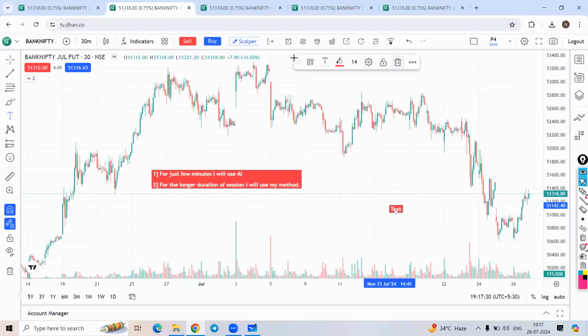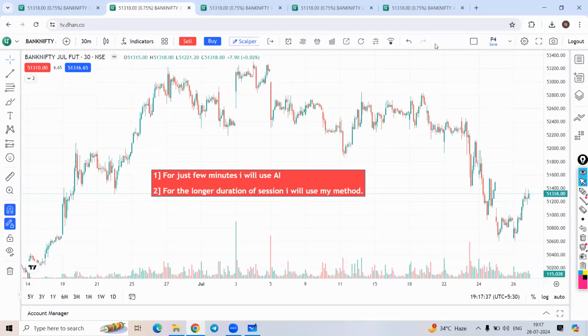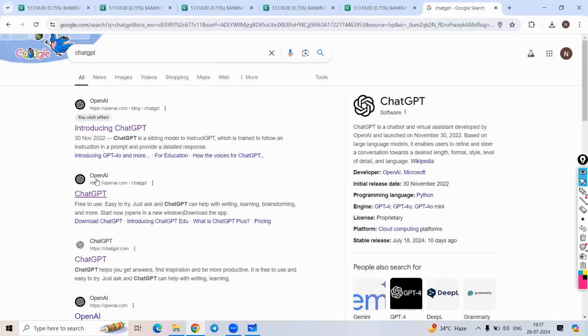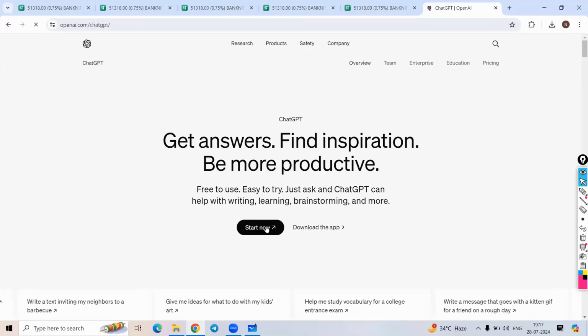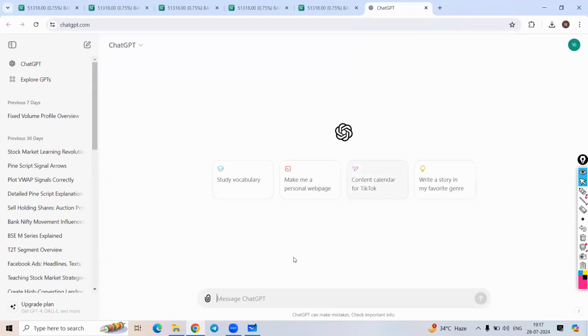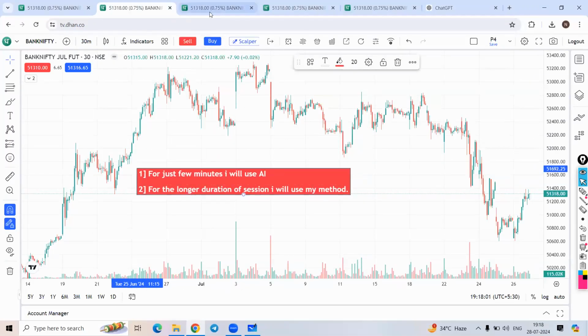For a few minutes, I'll use AI. Basic, free tool, no rocket science. Chat GPT, that's it. I'm going to use simple Chat GPT. Clear enough? So basically, it might be new learning for a few traders. So these are the two approaches which I'll be using for the day.